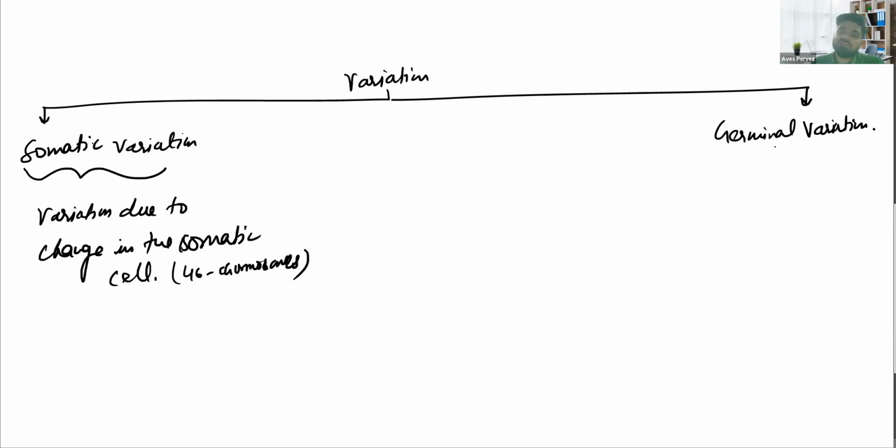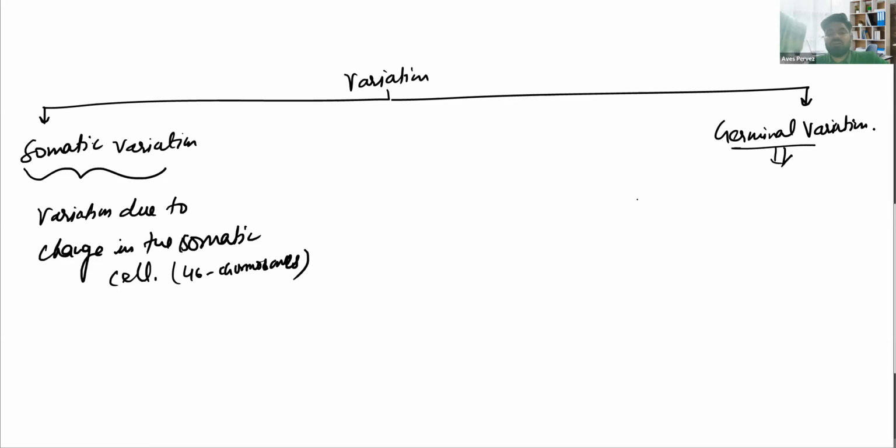And what are germinal variations? We can simply say that germinal variations are the variations that occur due to change in the DNA copying, and this is transferred from one generation to another generation. For example, the two gametes from different parents, male and female, join together and form a zygote. Due to DNA copying, changes occur, and this type of change is called germinal variation.